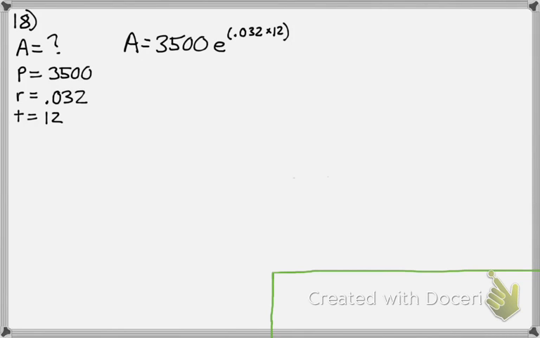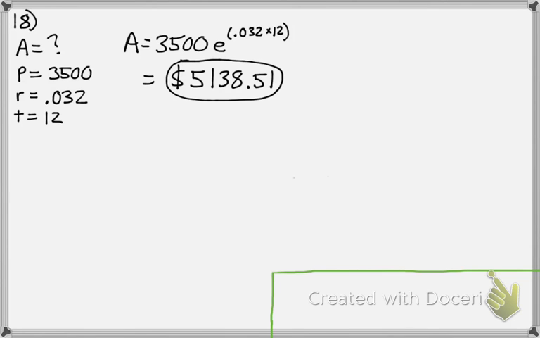And if we type that into the calculator, then we should get $5,138.51. So this would be the amount after 12 years that you would have.